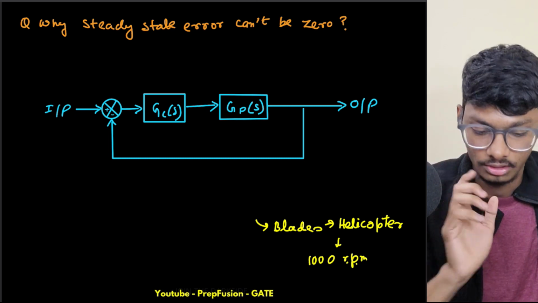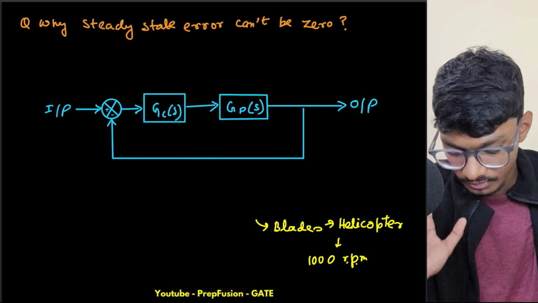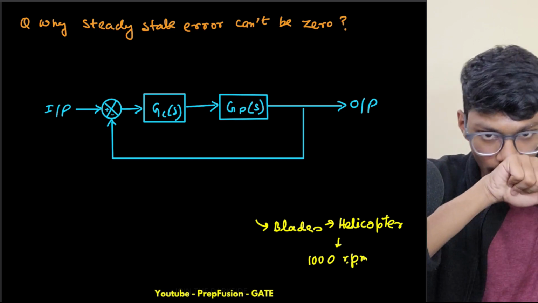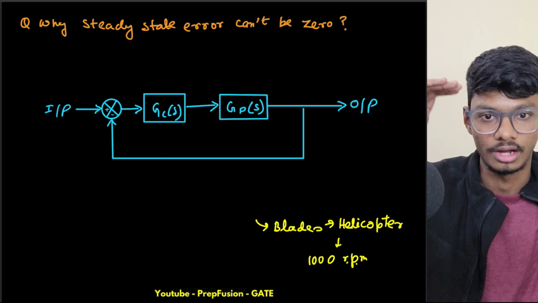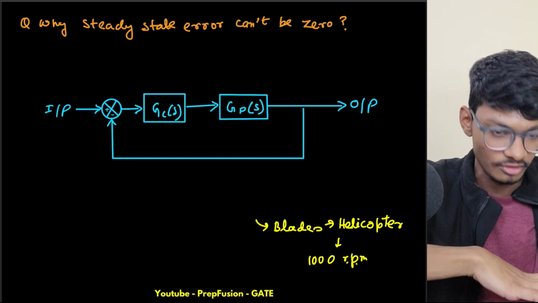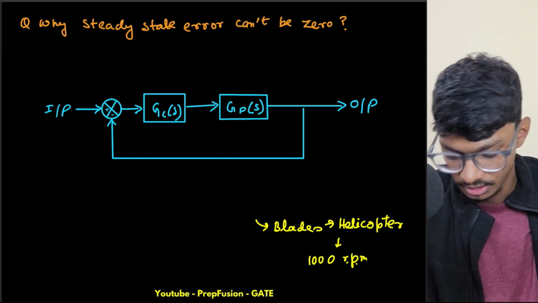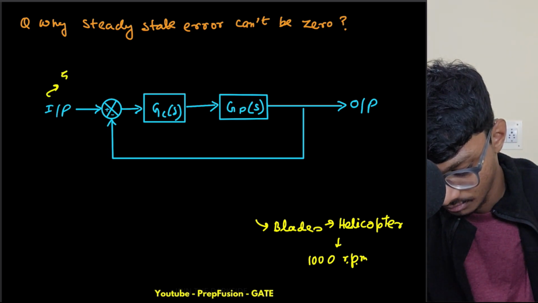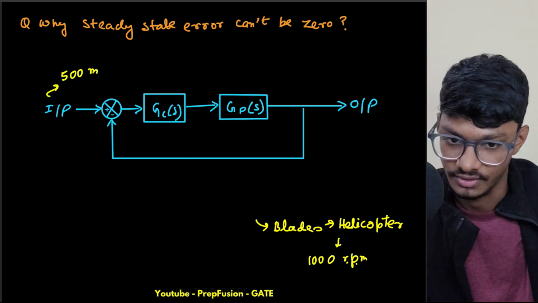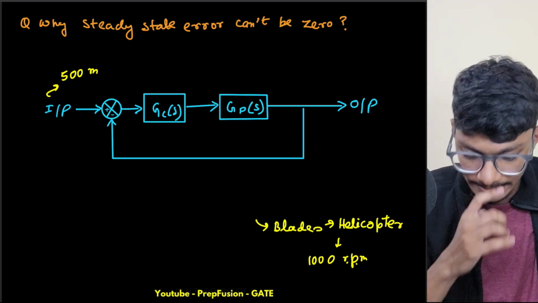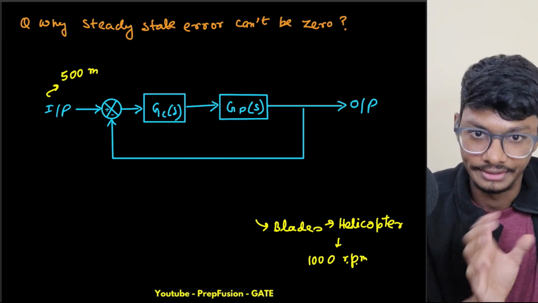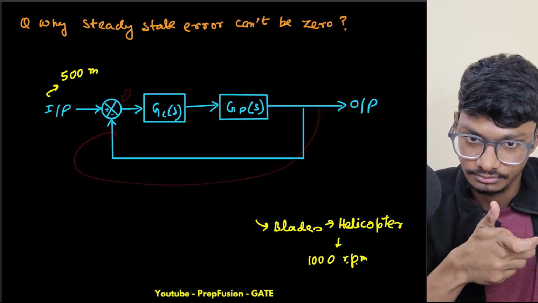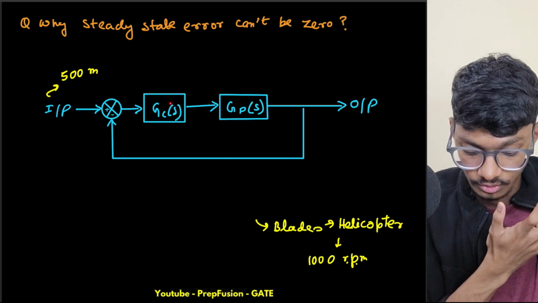Now let's start our example. Let's say I want my helicopter to reach 500 meters. I'm in the helicopter, and I tell my driver that I want to go above 500 meters from the ground. So my input is 500 meters. Initially, what is my level? Initially my level is 0 meters, I am on the ground itself. So what is the error signal? 500. It is very high, so it will give some proportional output.